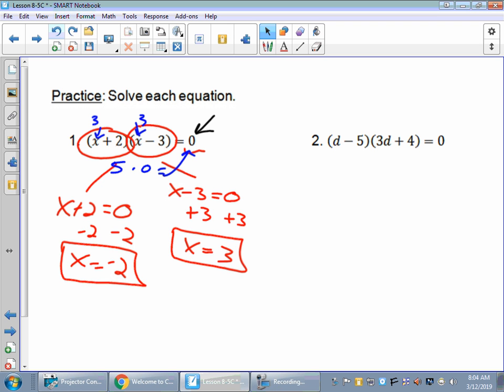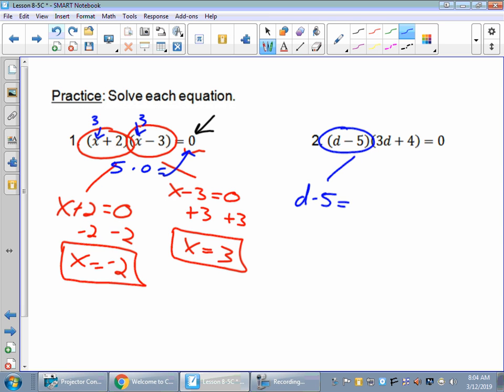Let's try this one over here. Again, we've already looked at step 1. Everything's on one side of the equation. We've got it equal to 0. Step 2, it's already been factored for us, so we can skip right to step 3. So we're going to take this whole factor, d minus 5, set that equal to 0. And let's go ahead and solve this one. Add 5 to both sides. It becomes nice and easy for us. d equals 5. And we know that that's going to work.